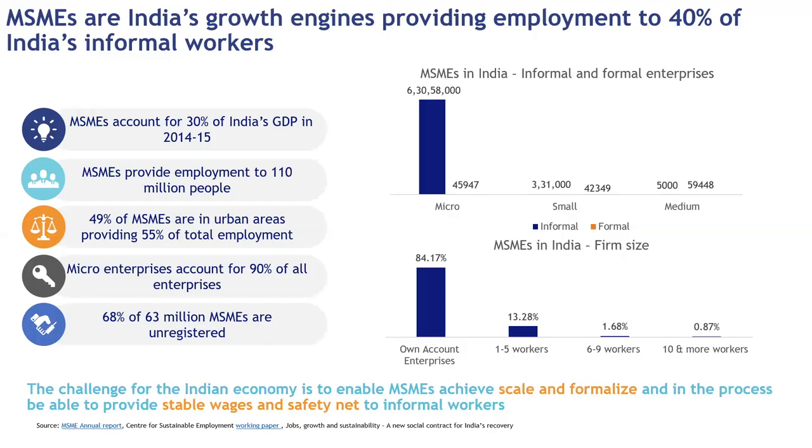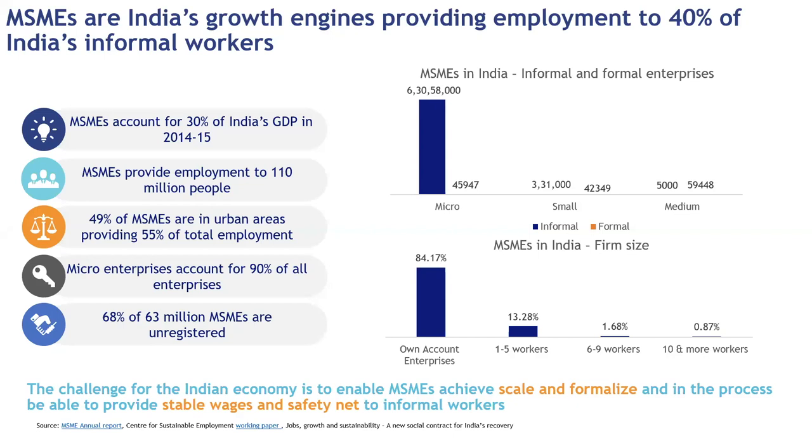So why MSMEs? When we're talking about urban jobs, MSMEs in India actually contribute up to 30% of India's GDP, and employ close to 110 million people. Therefore, they are a very important sector from an urban jobs perspective. India has approximately 63 million MSMEs, not including agriculture enterprises in the agriculture sector. The urban and rural split among the 63 million MSMEs is almost 50-50.